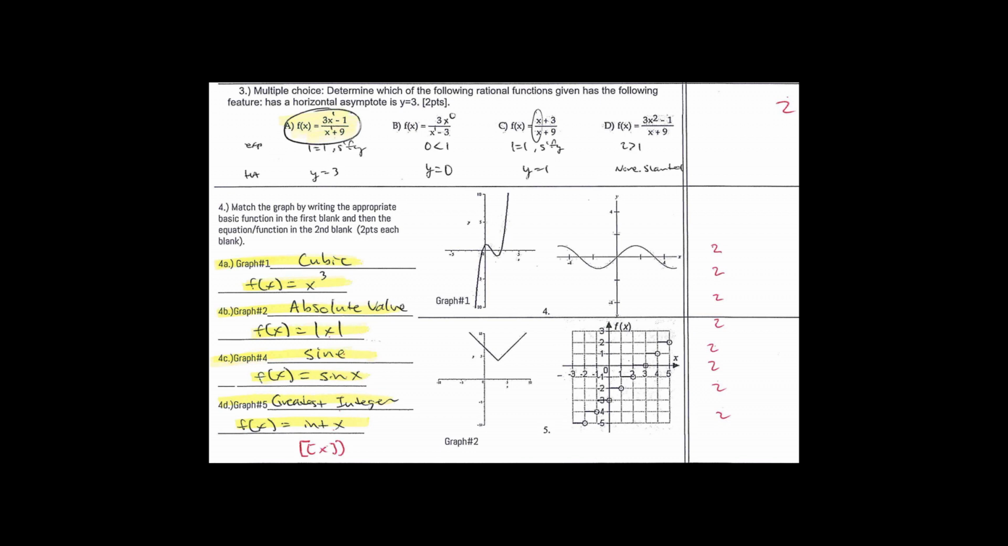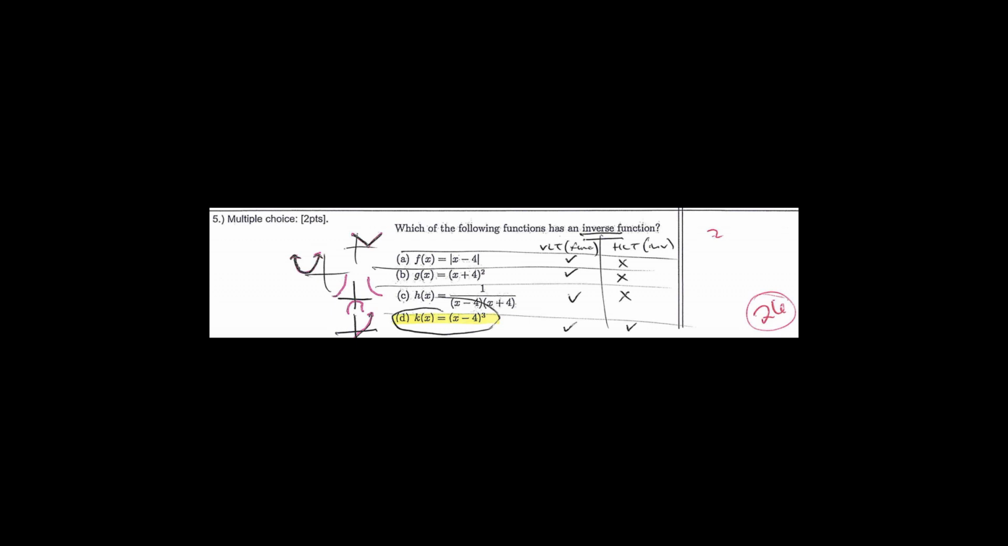And the fourth graph should be the greatest integer function. You can tell that the fourth graph is a greatest integer function because it has the holes there, the open-ended circles. And for the last question, number 5, which of the following functions have an inverse function?